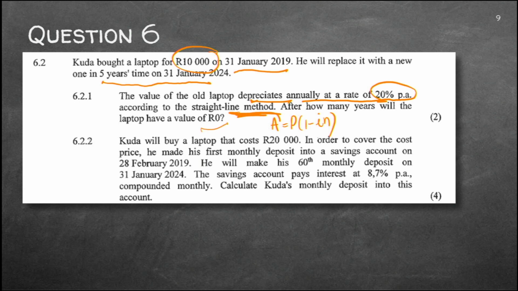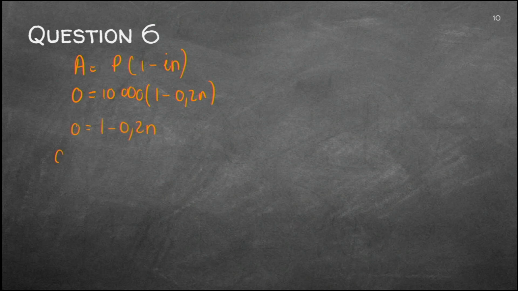So let's quickly get started and use the data. So we know A is equal to P times (1 minus i n), because remember we're depreciating. Let's quickly substitute everything in. 0 equals 10,000 times (1 minus 0.2 or 20 over 100 times n). Now I need to solve. Divide both sides with the 10,000. n's out of the way. So it means 0 is equal to 1 minus 0.2n. So 0.2n is equal to 1. Therefore, n will be equal to 5.